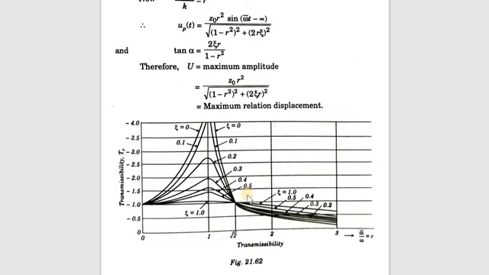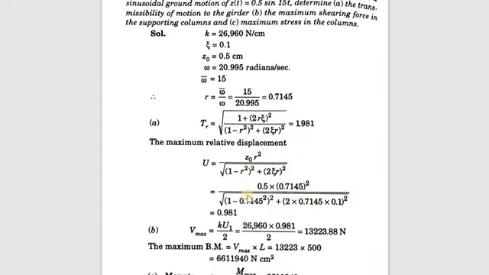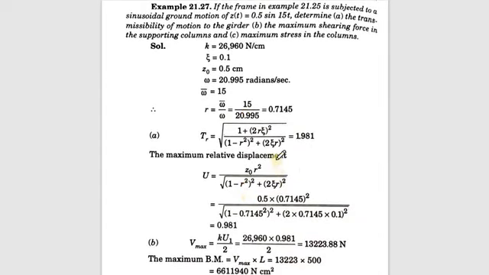You need to understand this transmissibility equation. With this, a small problem is given here, a direct equation only. You are given R is equal to omega dash by omega. A frame is subjected to a sinusoidal ground motion. The ground motion is given as Zt equal to 0.5 sine 15t. That means 0.5 is the Z0, and 15 is the omega dash. Then it is asked to determine the transmissibility ratio, maximum shear force and maximum stress.